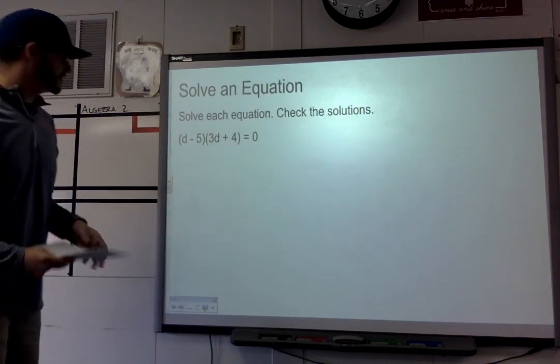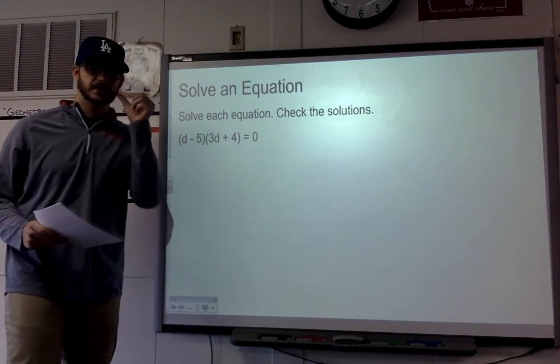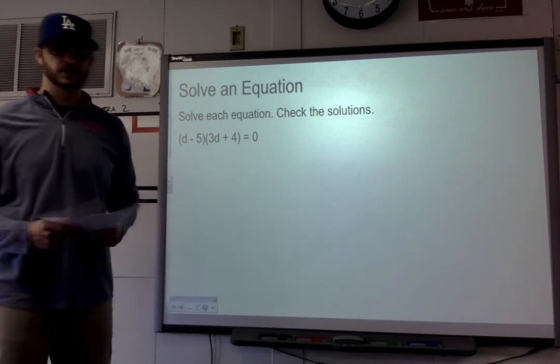All right, then the last thing we're going to do is solving an equation. So again, solving an equation is finding the roots of the equation.